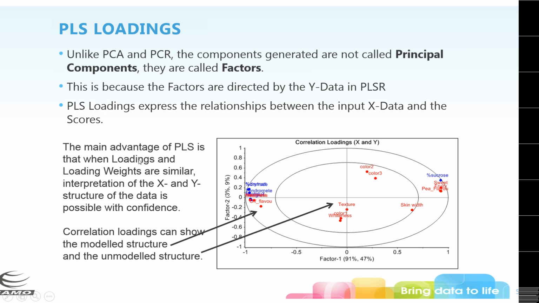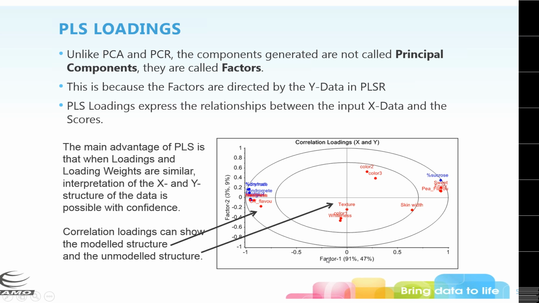So when we look at our loadings, the loadings themselves are going to be the most variance in X. The loading weights are how they're weighted towards the Y. So if they look the same, you're showing that your variance in X is very much related to your variance in Y. And when you do your correlation loadings, it puts them on the same scale so that you can see where the structure and the unmodeled structure is, right?